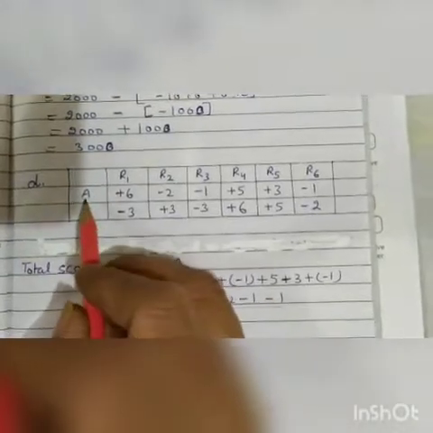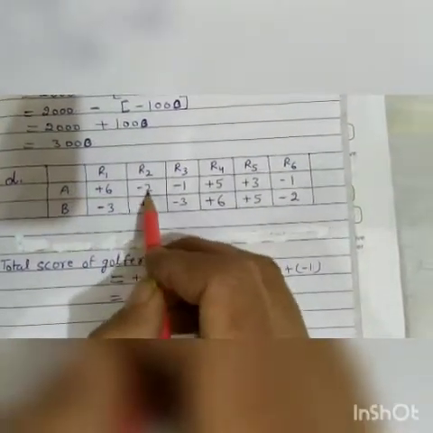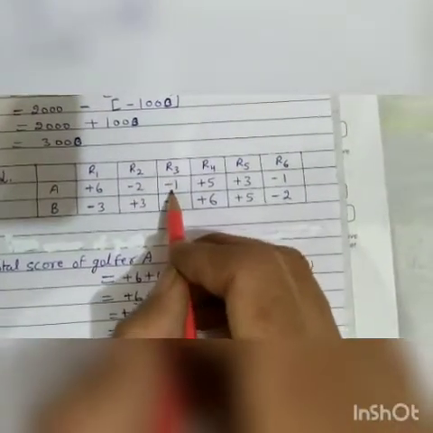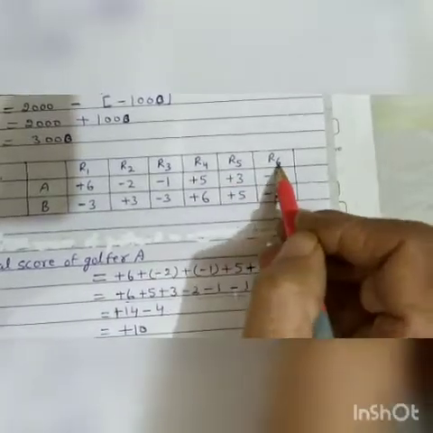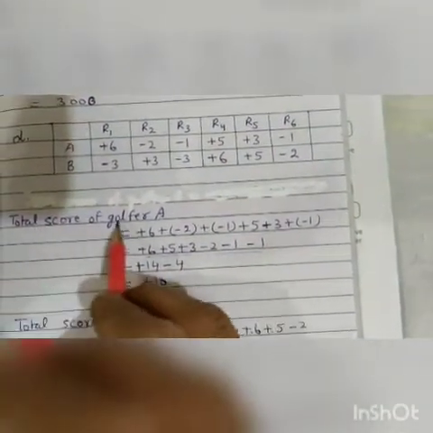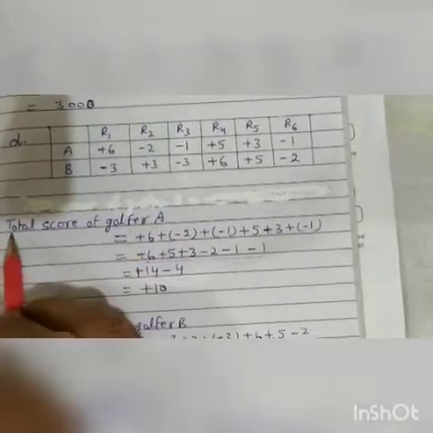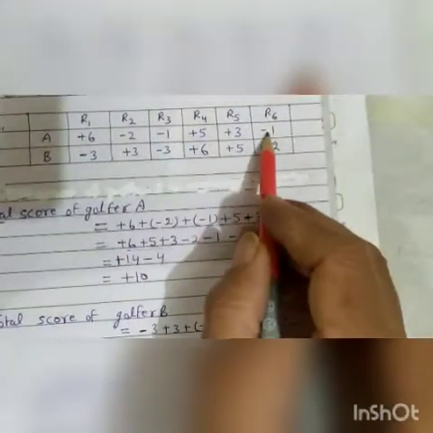Now, A got in round 1 plus 6, in round 2 minus 2, in round 3 minus 1, round 4 plus 5, round 5 plus 3 and round 6 minus 1. So first we will find the total score of golfer A. How will we find the total score? By adding all these 6 integers.